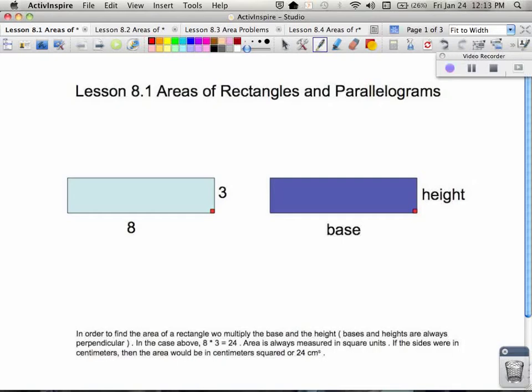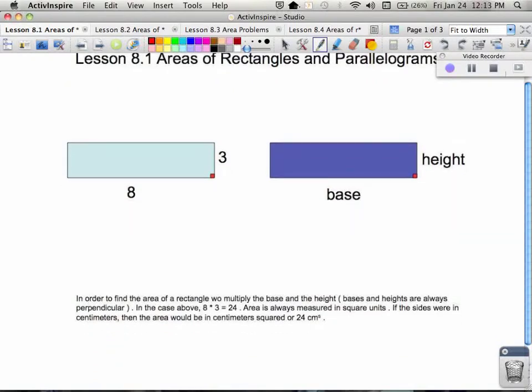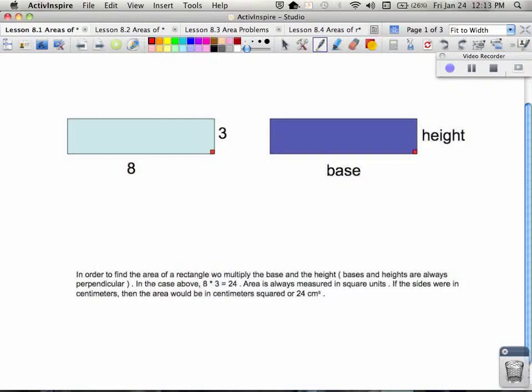In lesson 8.1, we're going to be talking about the areas of parallelograms and rectangles. And as we look at the rectangle to the left, which is 8 units wide and 3 units high, in order to find the area of a rectangle, we multiply the base and the height together. And don't forget that bases and heights are always perpendicular. Hence, you notice the right angles in red on the lower right-hand corners of these rectangles.